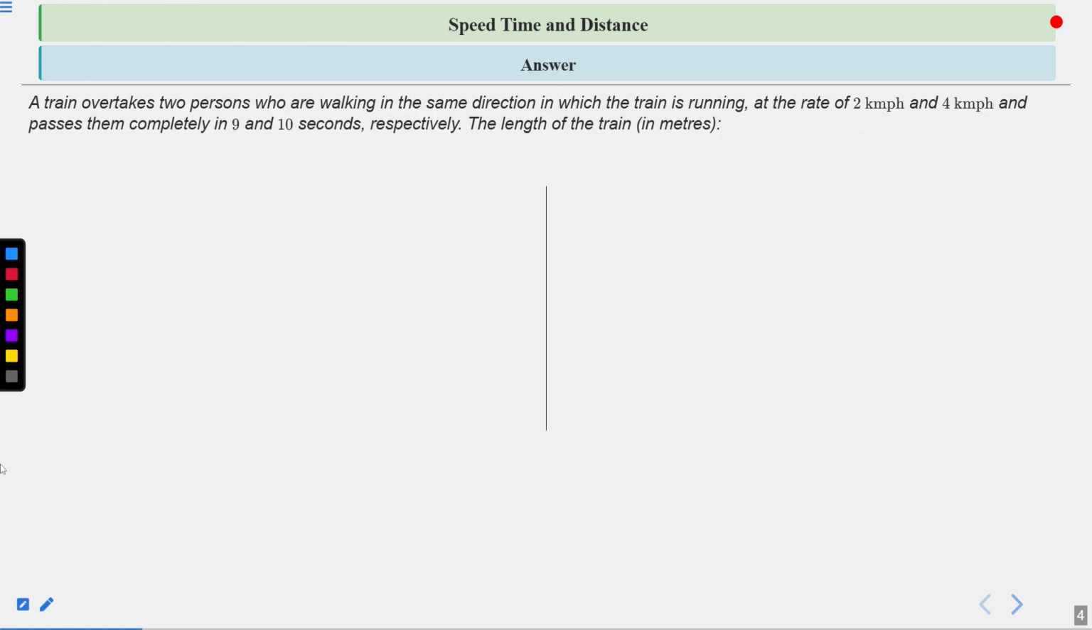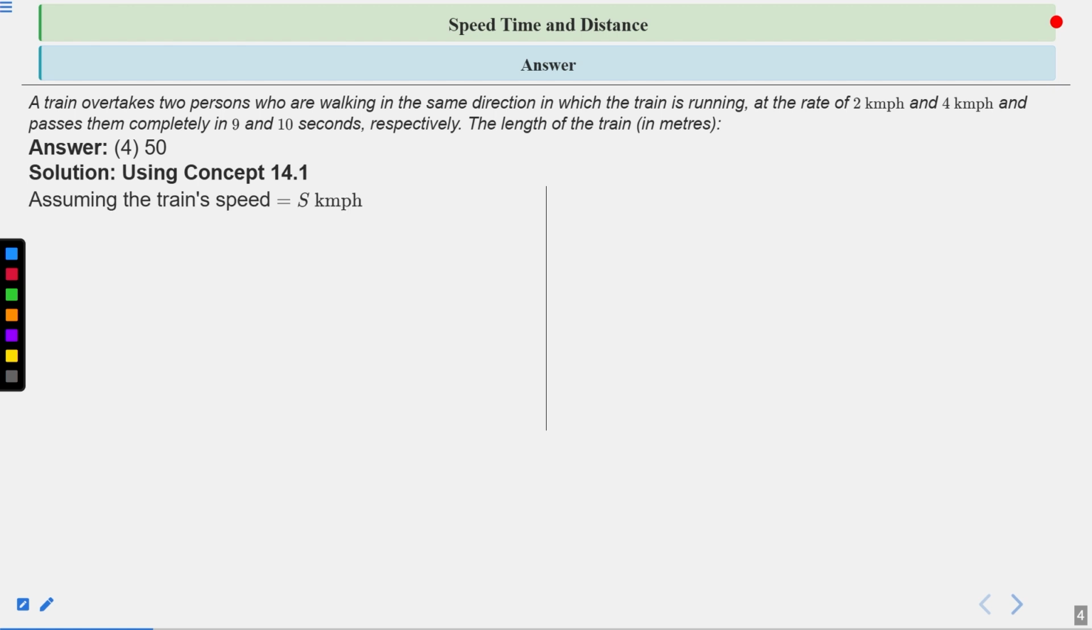Now, the question says that a train overtakes two persons who are walking in the same direction. The first person's speed is 2 km per hour and the second person's speed is 4 km per hour, and it passes them completely in 9 seconds and 10 seconds. So, what is the length of the train? We can calculate it. The correct answer of this question is the fourth one, which is 50 meters. Now, see the detailed solution using concept 14.1 in this question.